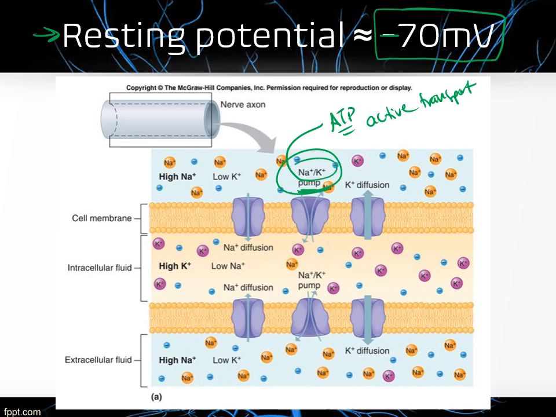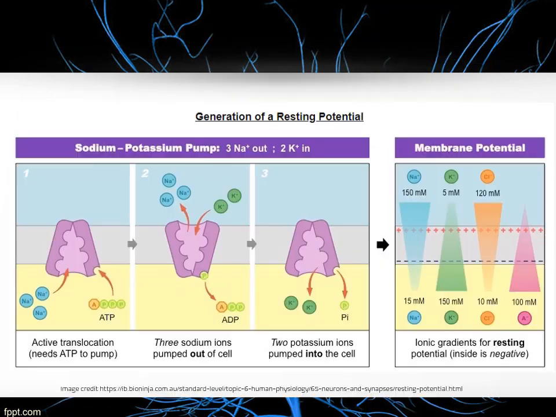What these pumps do, these sodium-potassium pumps, sodium ion, potassium ion: the sodium-potassium pump is going to use ATP to push 3 sodiums out for every 2 potassiums that come in. 3 sodiums out, 2 potassiums in.